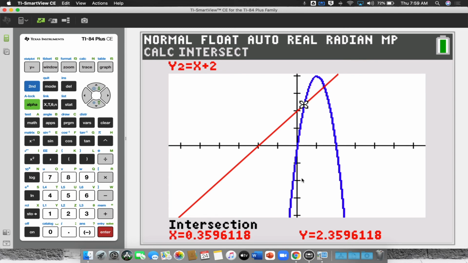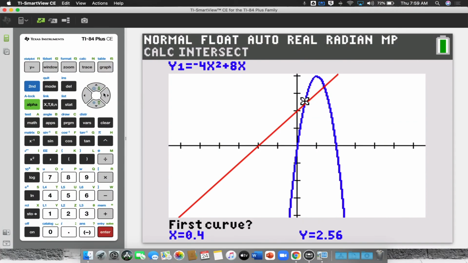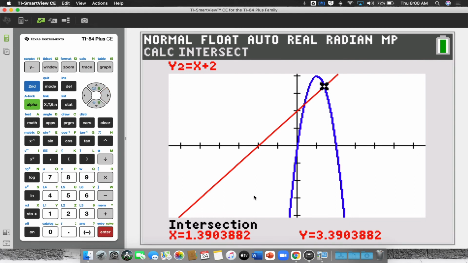We're going to do that again, except we're going to do it for the other intersection. Okay, there's the first curve, there's the second curve. Best guess is right about there. The second intersection happens at 1.390. We're going to stop right there, 1.390. That's the next.